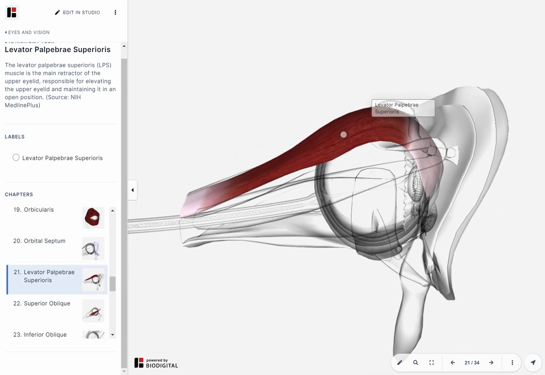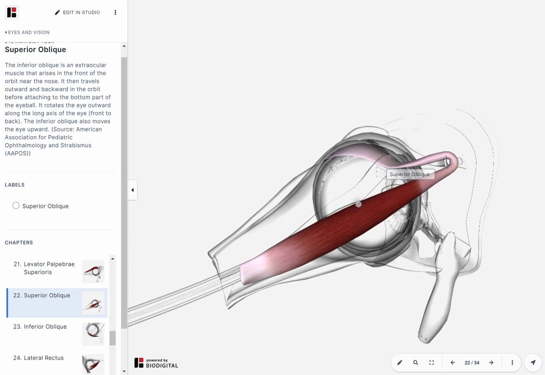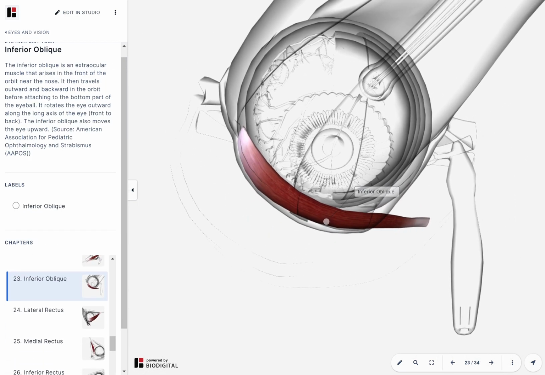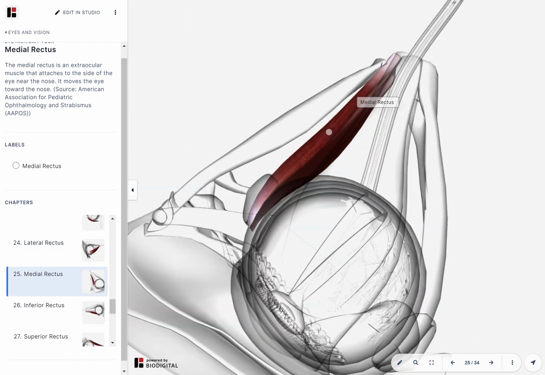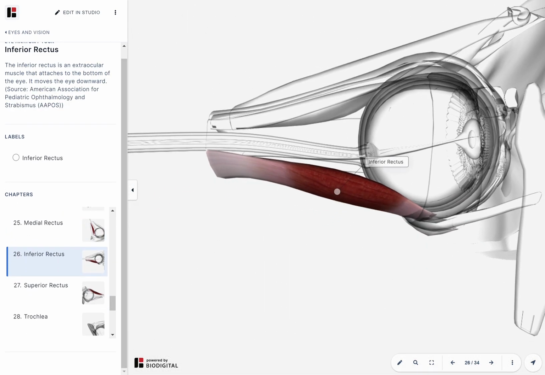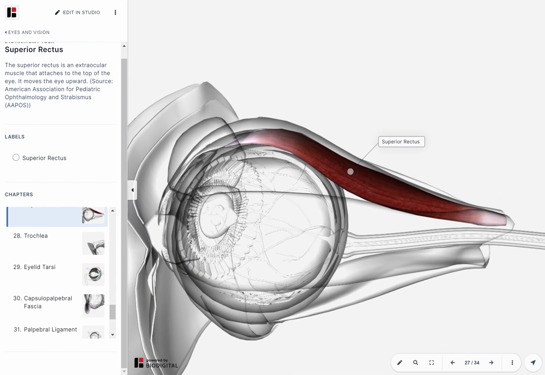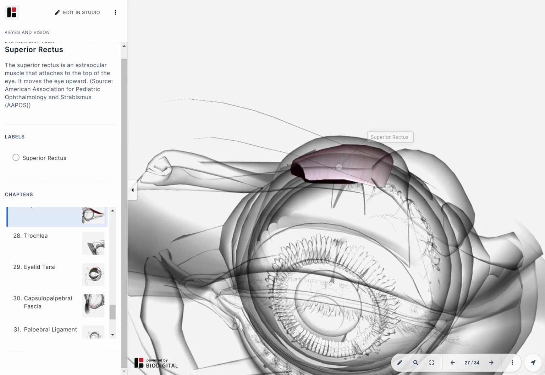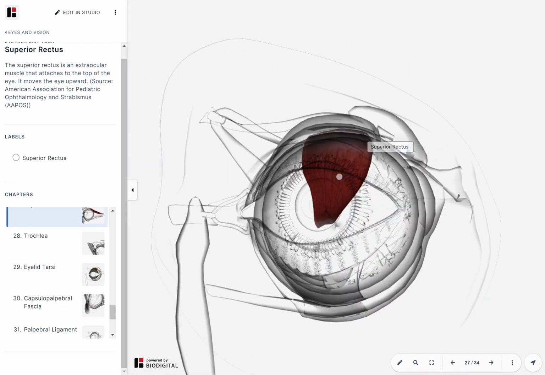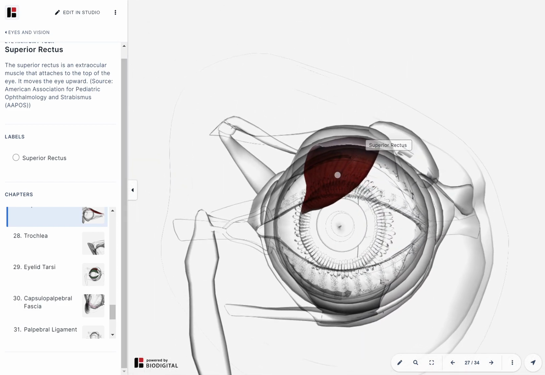The extraocular muscles are the levator palpebrae superioris, superior oblique, inferior oblique, lateral rectus, medial rectus, inferior rectus, and superior rectus. So those are all the extraocular muscles, which help in the movement of the eyeball.